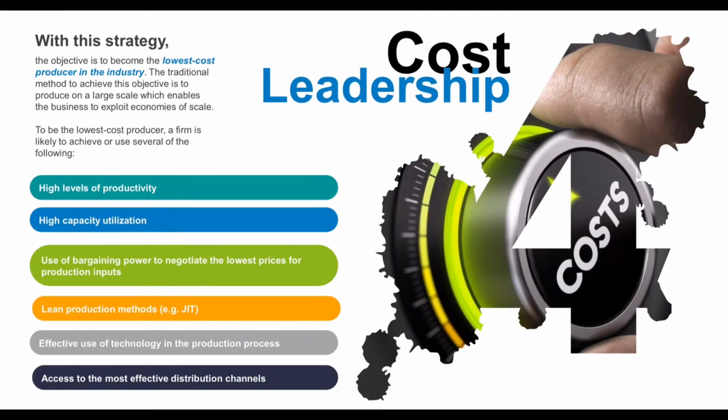In cost leadership, this strategy's objective is to become the lowest cost producer in the industry. The traditional method to achieve this objective is to produce on a large scale, which enables the business to exploit economies of scale. To be the lowest cost producer, a firm is likely to use several of the following: high levels of productivity, high capacity utilization, use of bargaining power to negotiate the lowest prices for production inputs, lean production methods, effective use of technology in the production process, and access to the most effective distribution channels.